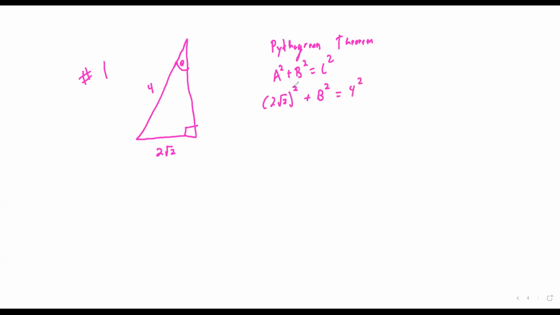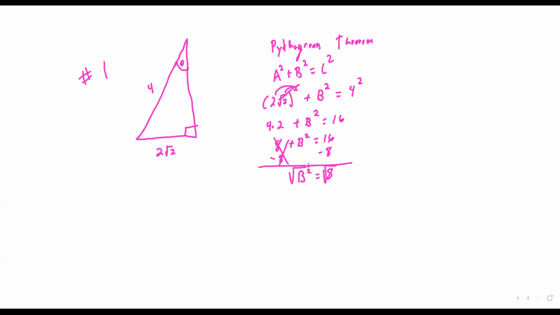When you're working with radicals, it does go to both. So this is 4 times a square root times a square will cancel each other out, and you'll be left with the radicand, or the number inside the radical. The radical is the division looking sign here. Right? Plus b squared equals 16. Then I get 8 plus b squared equals 16. Subtract 8. And I get b squared equals 8.